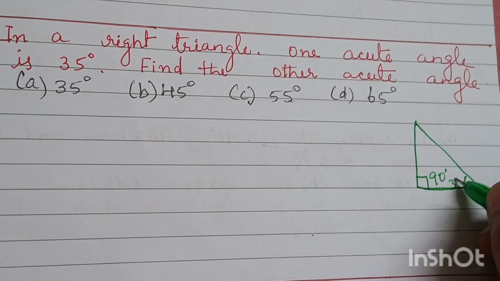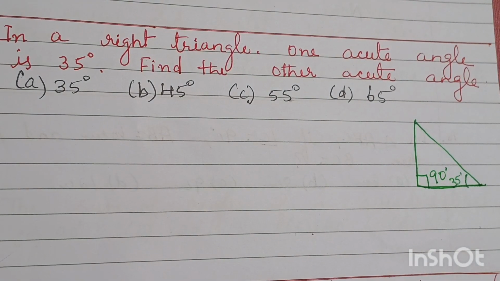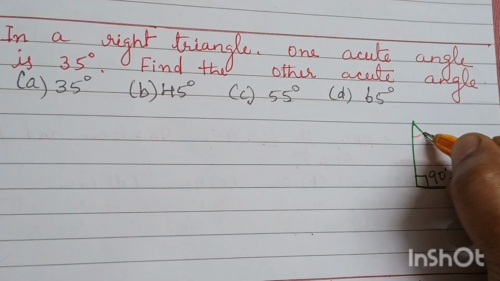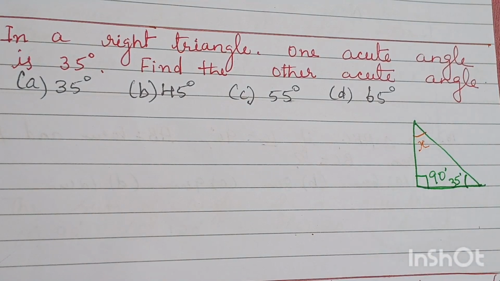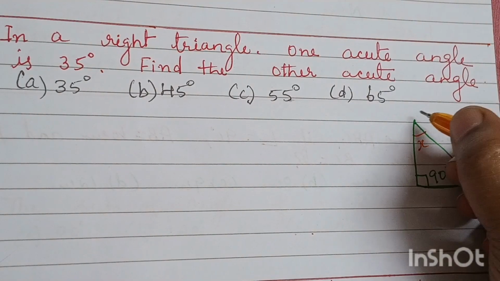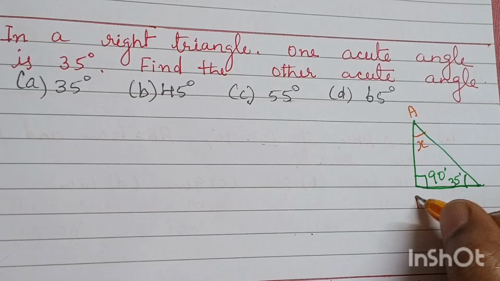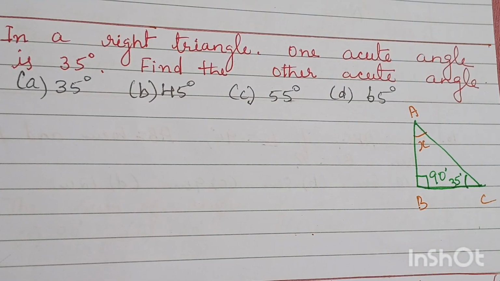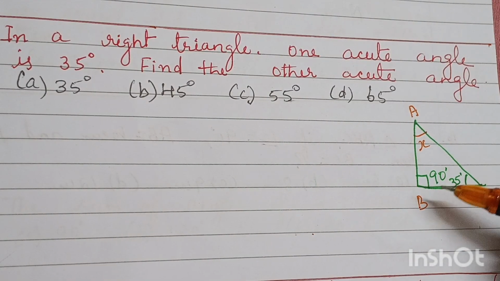Here one acute angle is 35 degrees. We don't know which is the 35 degree angle. I'll write here: one is 90 degrees, one is 35 degrees. Find the value of the other acute angle. The value x we have to find. Then I'll write here A, B, C, any name, or without a name also you can try.